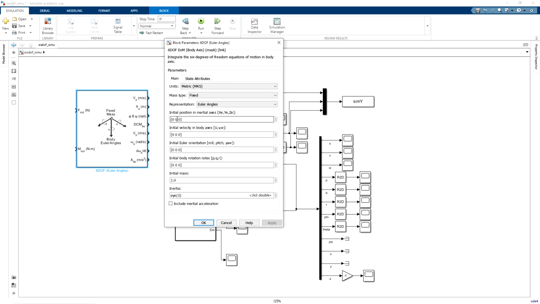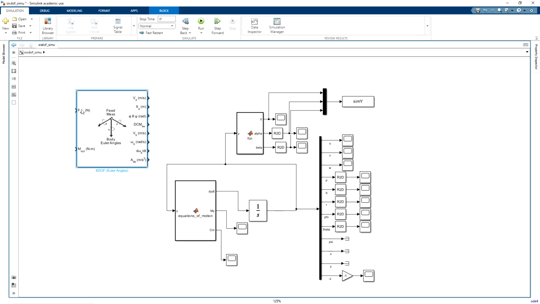So here we have again xe, ye, ze, body components u, v and w, roll, pitch and yaw, p, q, r, initial mass, and the inertia matrix will be here, not a scalar, but in matrix form. All right. And we need to give as input Fx, Fy, Fz, which is again a matrix. Similarly, Mx, My and Mz.